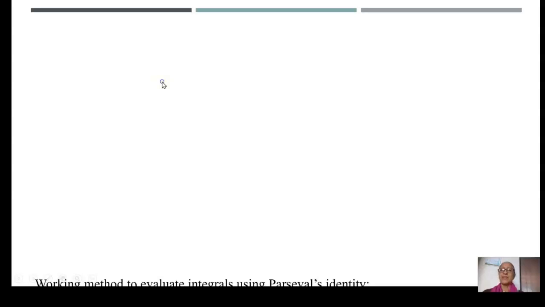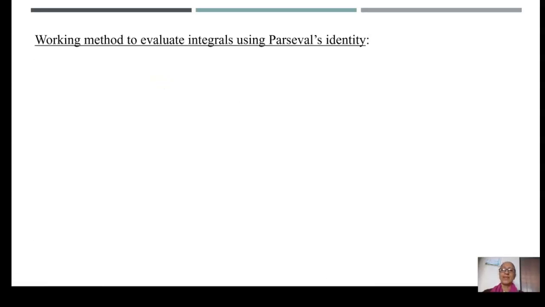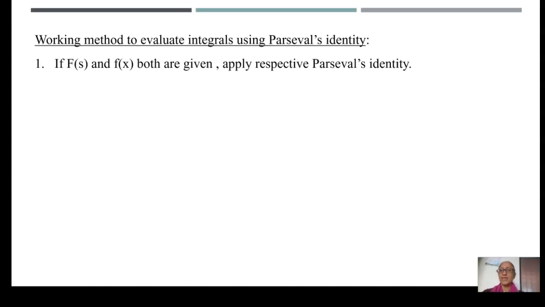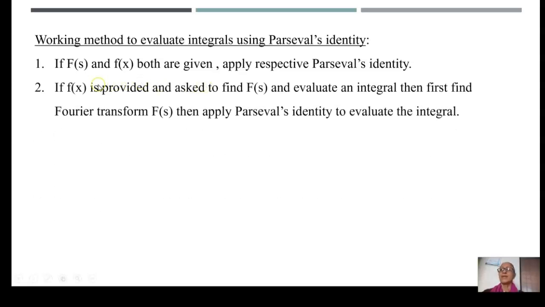So, let us see the working method first. Working method to evaluate integrals using Parseval's identity. In the first step, if f of s, the Fourier transform, and the inverse Fourier transform are both given in the question, then we can directly apply Parseval's identity to evaluate the integral that is asked. But if f(x) is provided and it is asked to find the Fourier transform, then evaluate a particular integral, then using the definition or formula of the Fourier transform, first we have to find f of s, then we apply Parseval's identity to evaluate the integral.